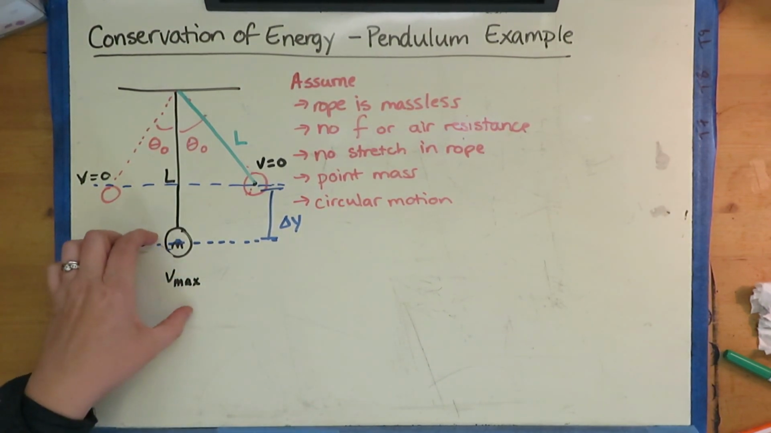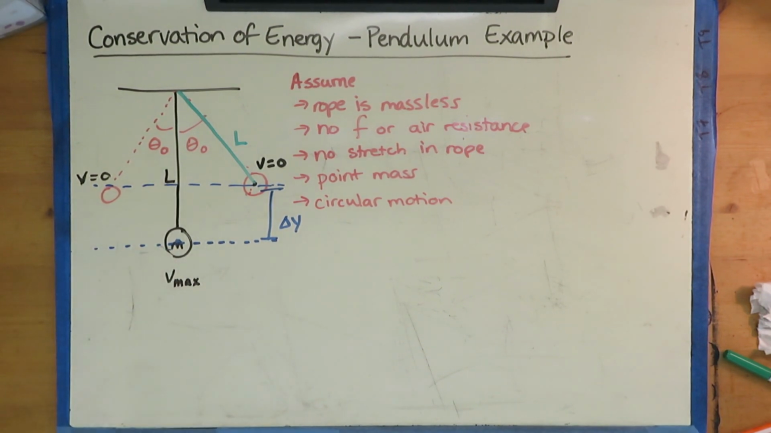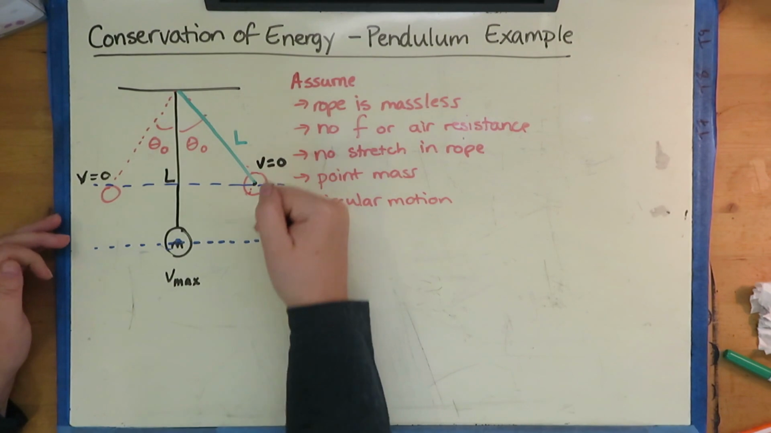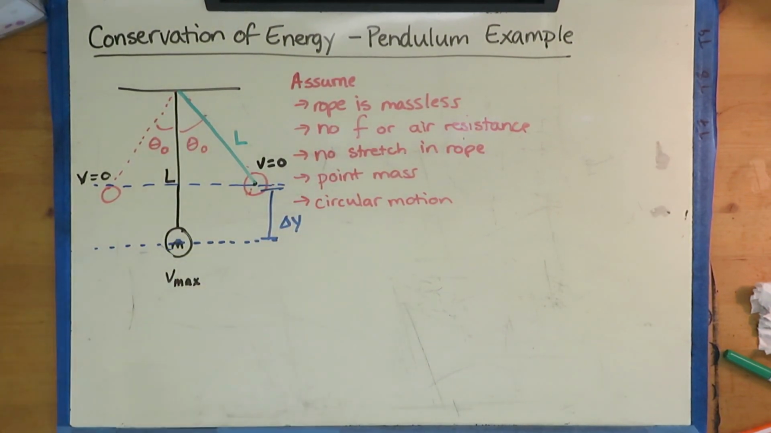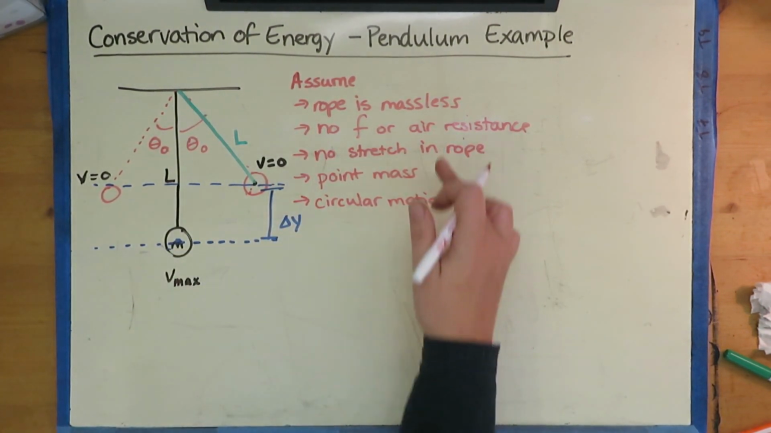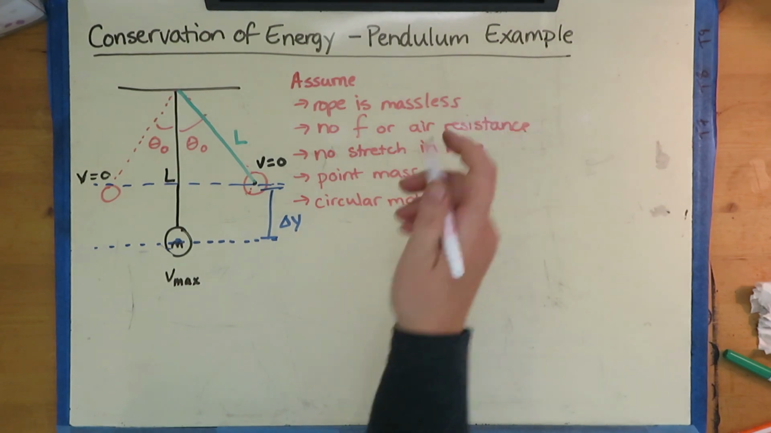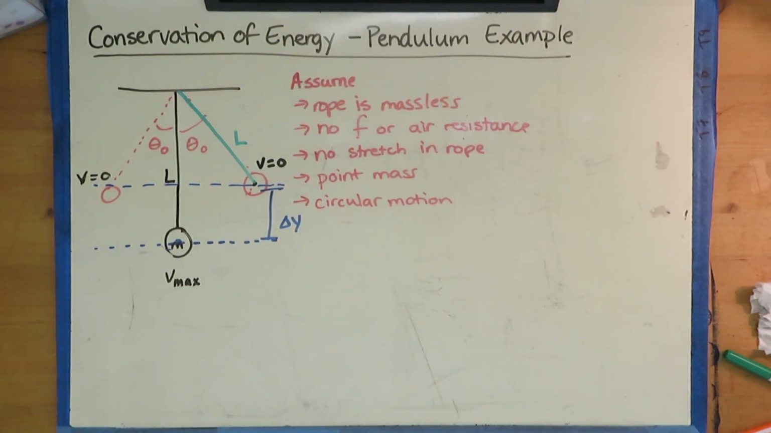And the reason I know that its maximum speed has to occur here at the bottom is because I'm having a change in potential energy that is responsible for my change in speed. And because I've assumed there's no friction or air resistance or anything like that, I don't have any non-conservative forces. Well, what forces do I have?